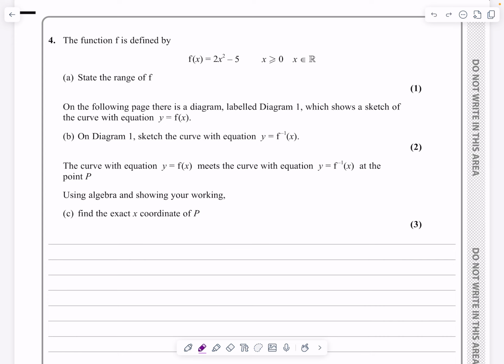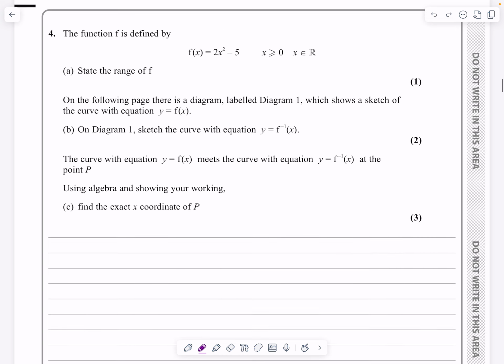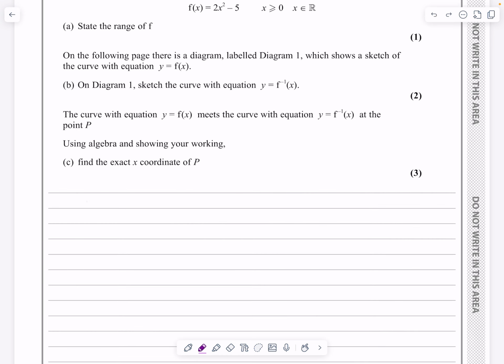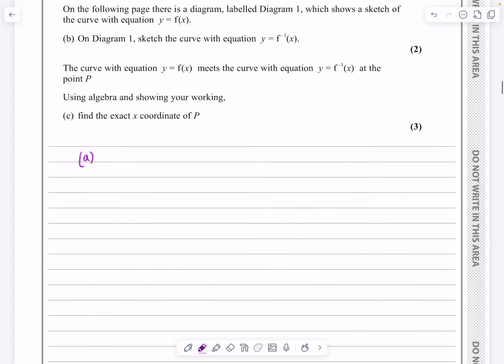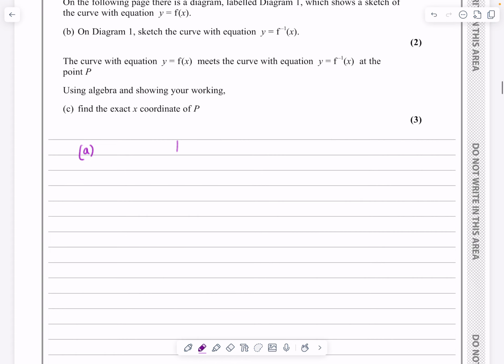Part A says, function f(x) is defined by 2x squared minus 5. Can we state the range of this function? Well, it's very straightforward, but I'll just say what I normally say to my students, which is, if I want to find the range of a function, if you can sketch it, then do that. That'll really help us. So if f(x) is equal to 2x squared minus 5, we know, or we should know, exactly what that looks like.